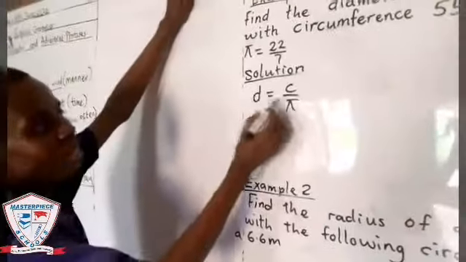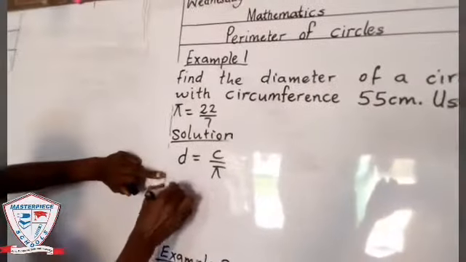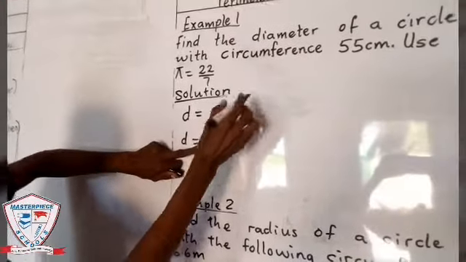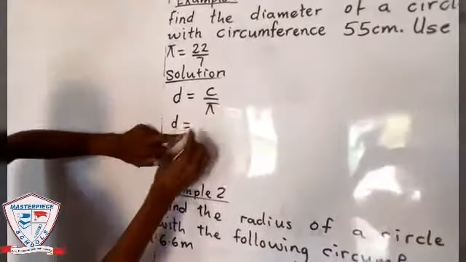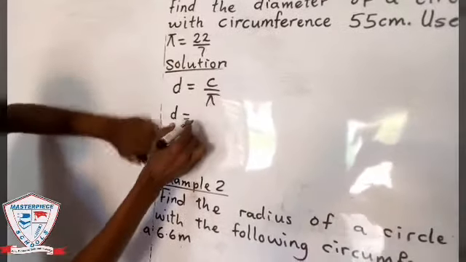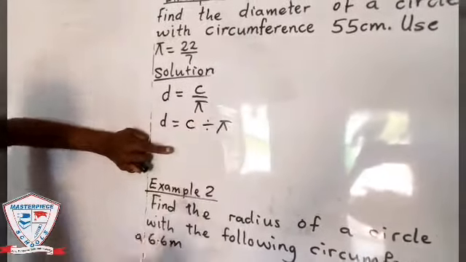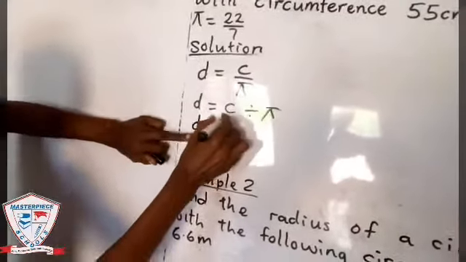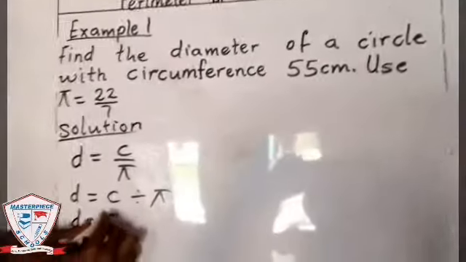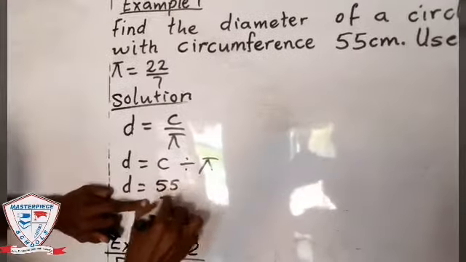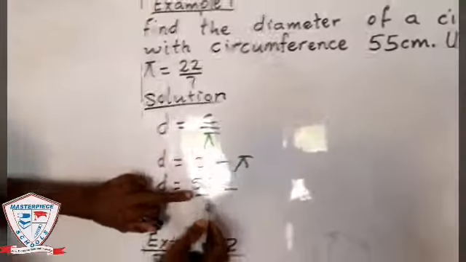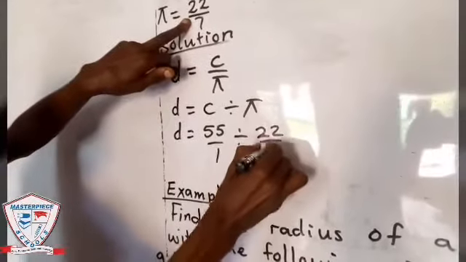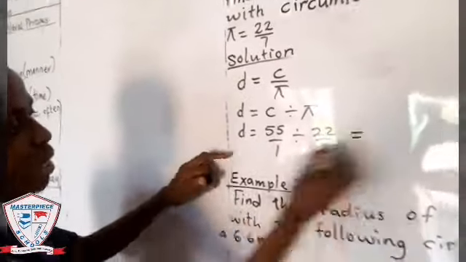So what is our diameter? It's not given. They say we should find diameter. So D, which is diameter, equals C divided by pi. Our C is 55 centimeters. So write 55 over 1, divided by our pi. They say we should use 22 over 7.